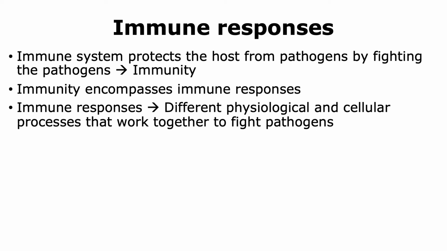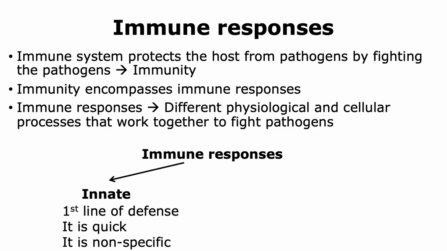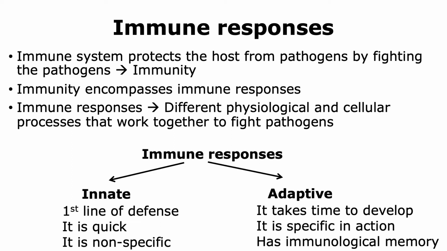Immune responses are different physiological and cellular processes, and these processes work together to fight the pathogens. And there are two main types of immune responses. The first one are the innate immune responses, which are considered the first line of defense because they are quick. However, they are non-specific in nature. The adaptive immune response, which is the second type of immune response, is slower, so it takes time to develop. However, it's very specific in its action and it has immunological memory. So the adaptive immune responses are able to remember the pathogen that they encountered.